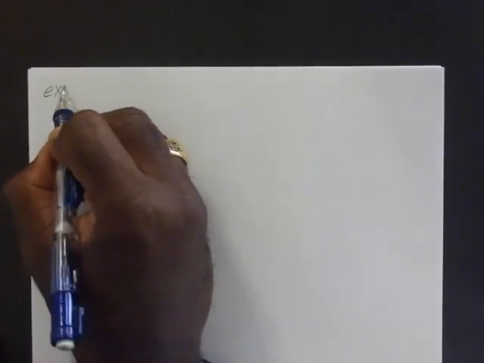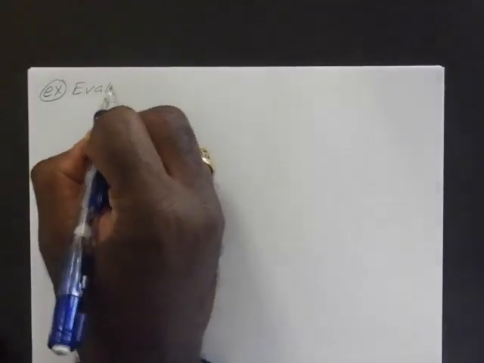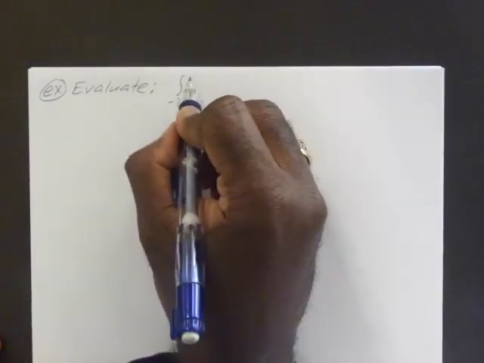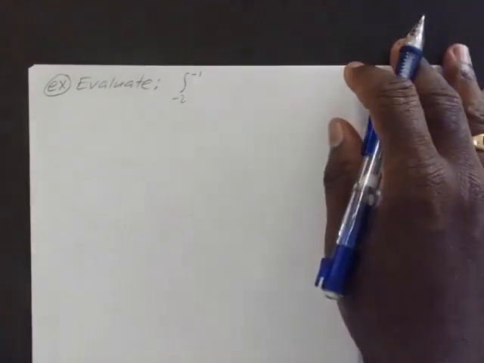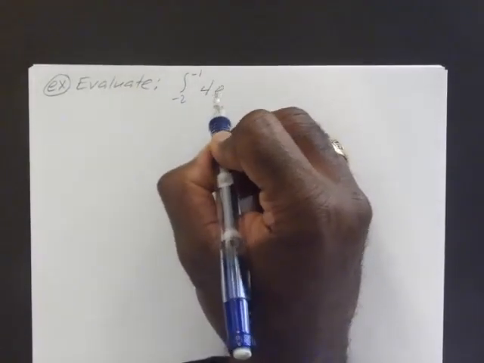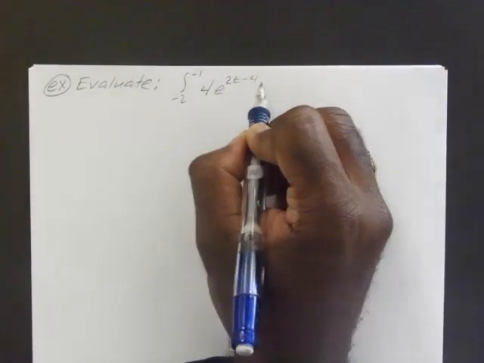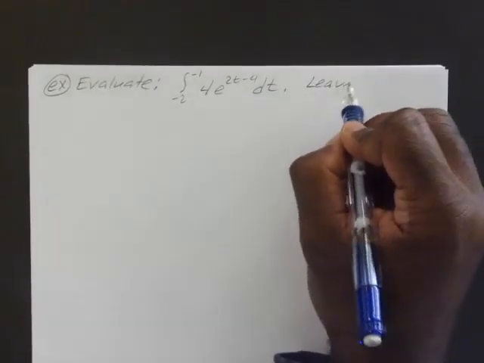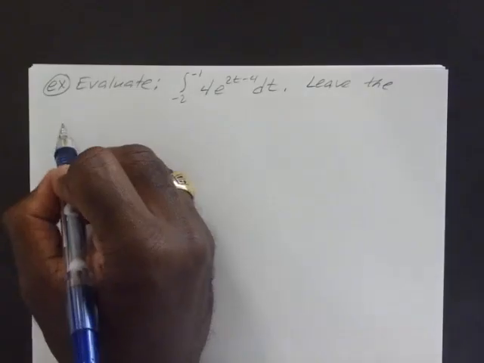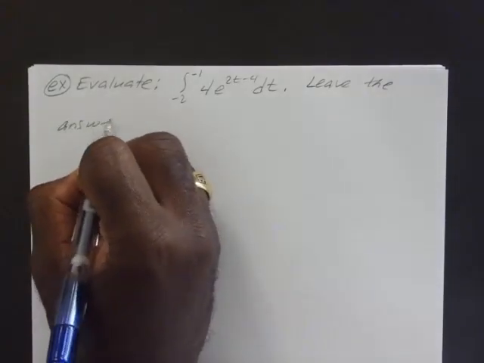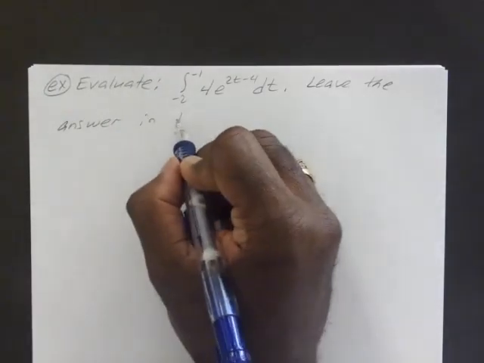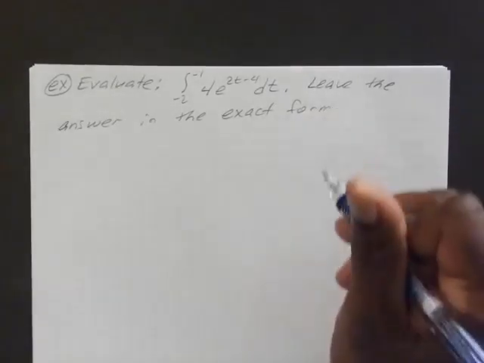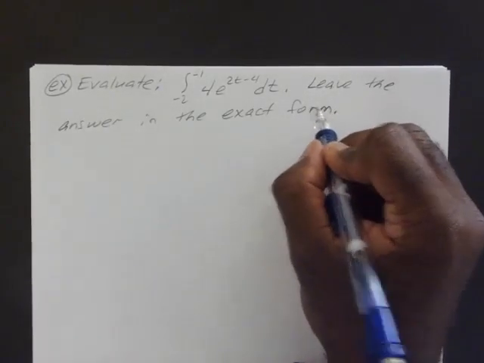Let's say for this one, we wanted to evaluate the integral from -2 to -1 of 4 times e to the power of 2t minus 4 with respect to t. And we want to leave the answer in the exact form. This is just a fancy way of saying we don't want a decimal answer.